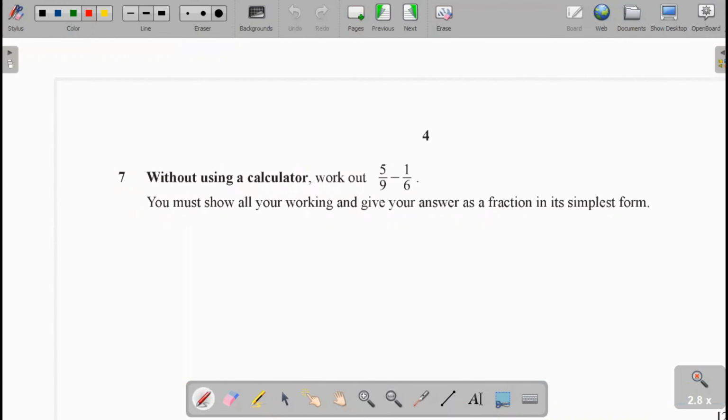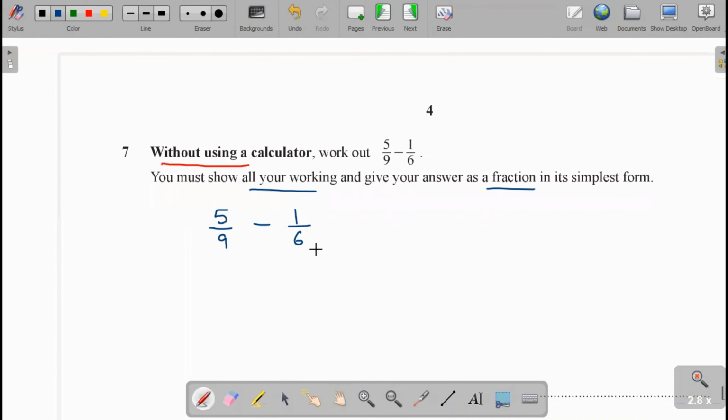Question 7. Without using a calculator, work out 5 over 9 minus 1 over 6. Show your working, and give your answer as a fraction in simplest form. Now we solve it: 5 over 9 minus 1 over 6. You see here the denominators of both fractions are not the same. Now we make the denominators the same. We multiply this fraction by 2 and this fraction by 3. The denominator becomes the same, equal to 18, and 5 times 2 is 10 minus 3, and the answer is 7 over 18.